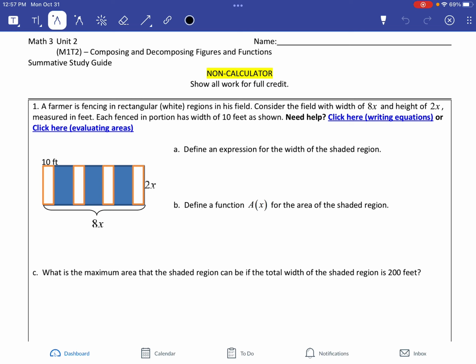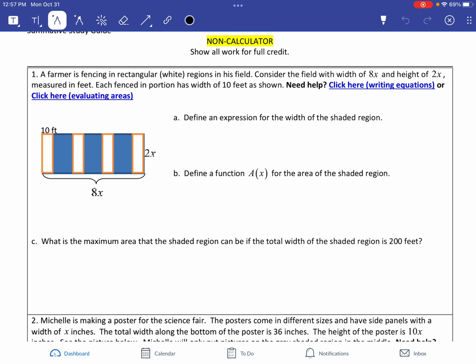Part A, we wanted to find an expression for the width of the shaded region. This is a departure from what we normally do. We just skip right to B. But we want to find the width of this region without the white spots. Now there are 4 white spots, 1, 2, 3, 4, that are 10 feet wide each piece, which means you are 40 feet wide. So the width is going to be 8x minus 40. So that's our width of our fenced-in area.